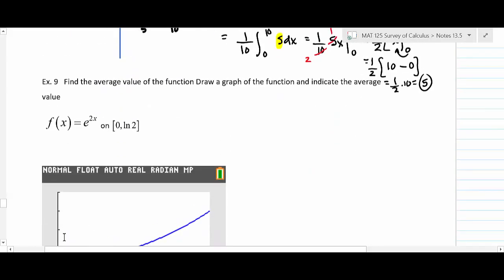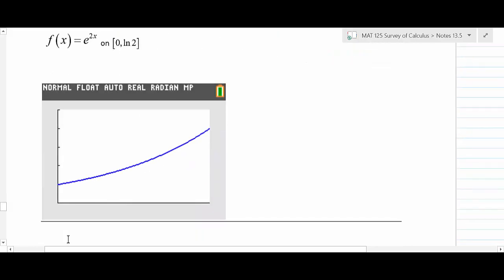So what we're going to do with this one, on example 9, I went ahead and gave you a graph. And I think the way this is going is, I don't even know how I scaled this, but that's 0, and then out here somewhere, that may be ln of 2, like that. I didn't write that out, but I'm going to do this in the calculator here in a minute.